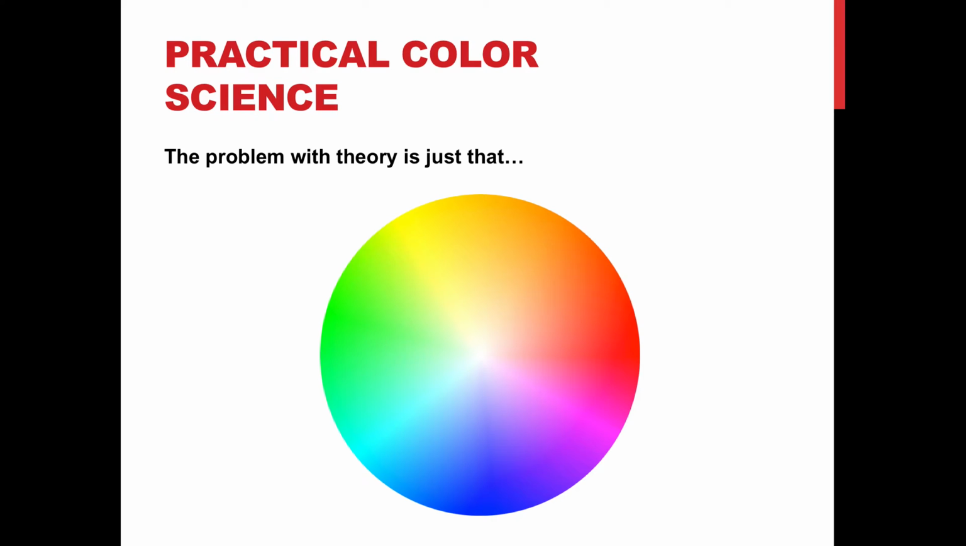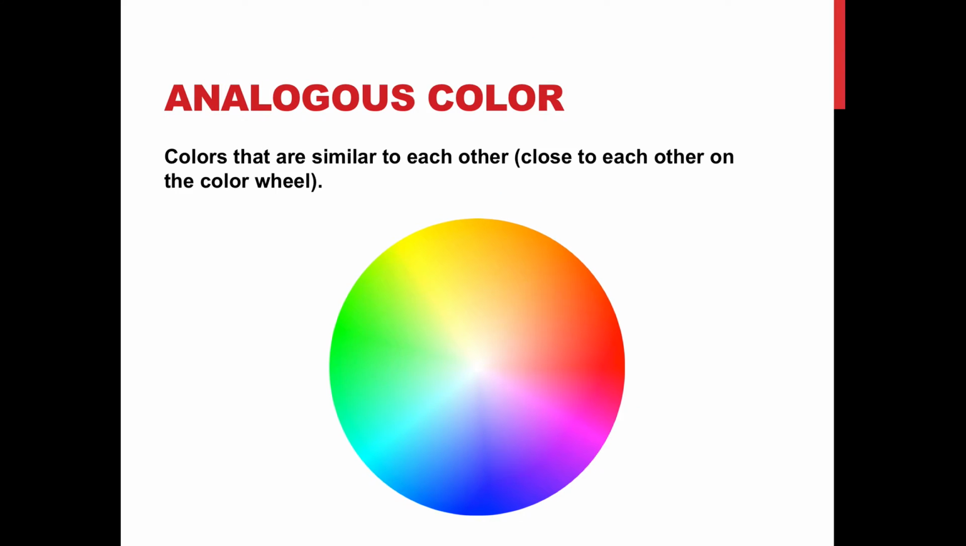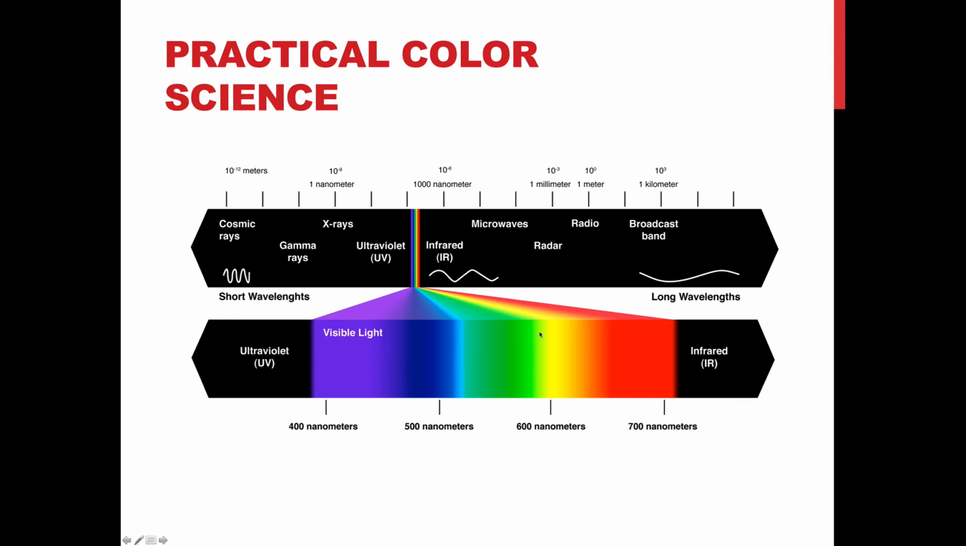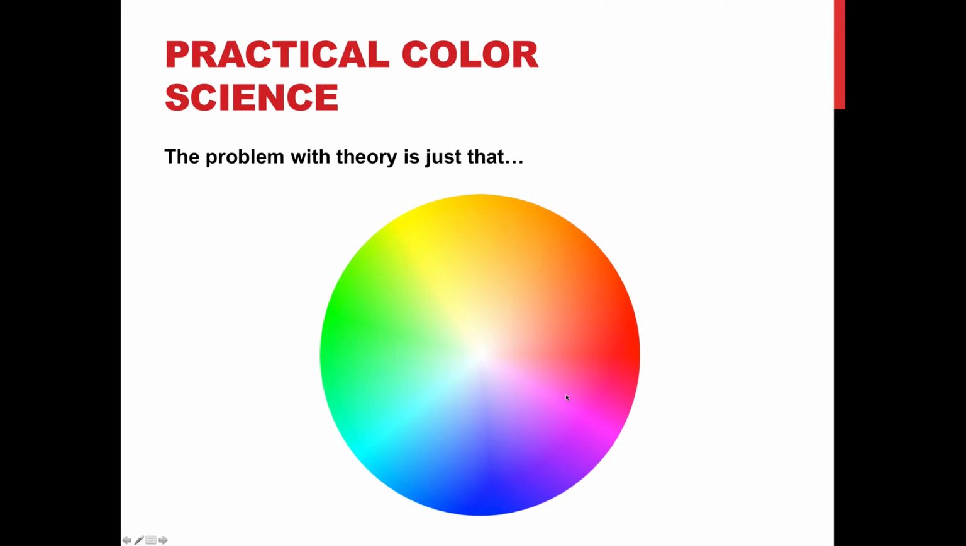And of course, the problem with the theory is just that colors that are really similar to each other are so close on the color wheel, right? And they're so close on the color wheel because they only make up a tiny fraction of difference in the wavelength. And that's quite a problem for us because it means that we can't really have a lot of differentiation from colors that are really close to one another.